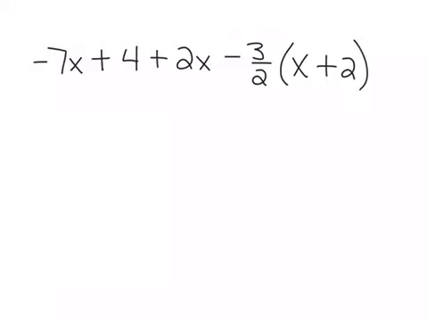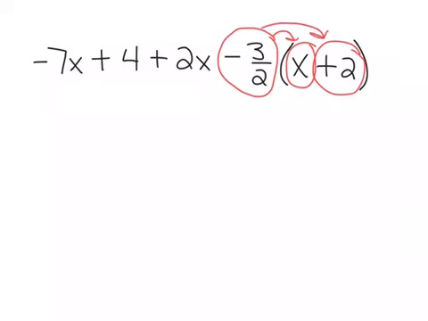So we're going to start by doing the distributive property and multiplying negative 3 over 2 times the x, and we're also going to multiply negative 3 over 2 times 2. So I'm going to rewrite this down here. We have negative 3 over 2 times x, which equals negative 3 over 2x. I'll fix that equal sign.